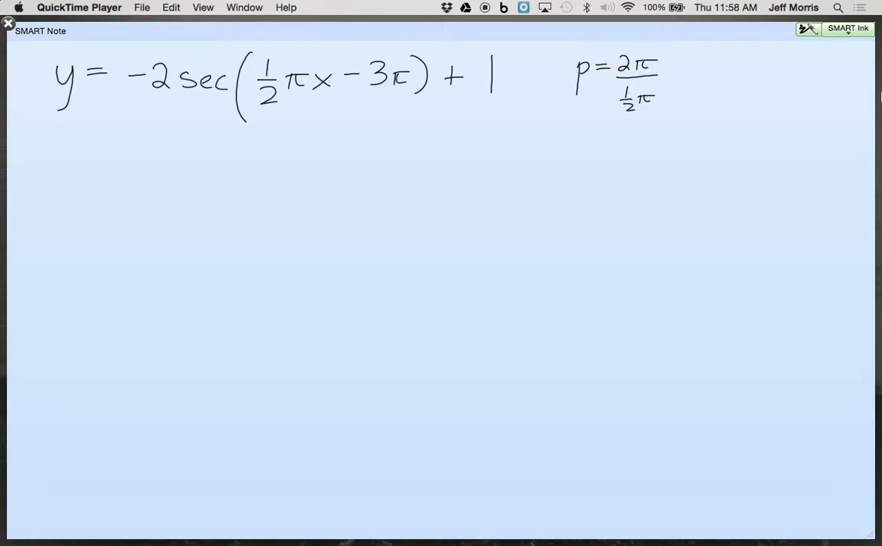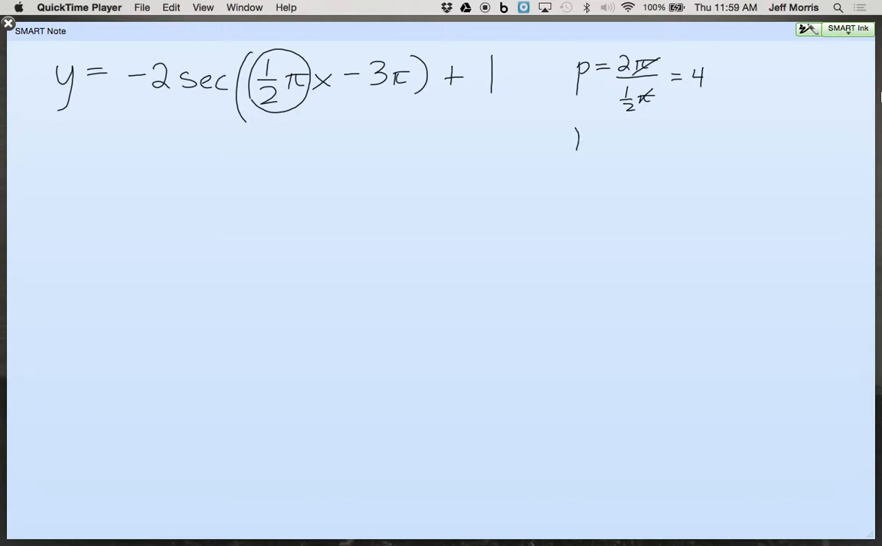Guys, always in front of x, whatever is in front of x, including if there's a pi, you've got to divide by that to figure out your correct period. Does that make sense? So when I divide 2 by 1/2, I have to make it 2 times the reciprocal of 1/2, which is what? And the pi's just cancel. So that's why the period is 4.